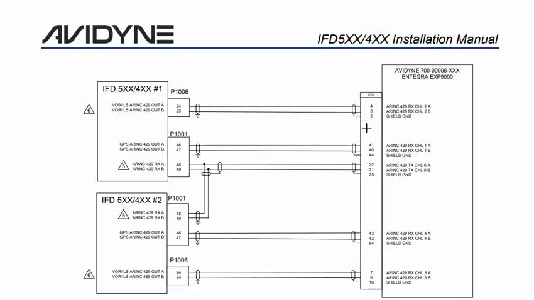So if we go back to our drawing, we've covered our GPS output from the IFDs. We've covered our VOR ILS output from the IFD. The one thing we haven't talked about yet is the information coming back into the IFD from the PFD.